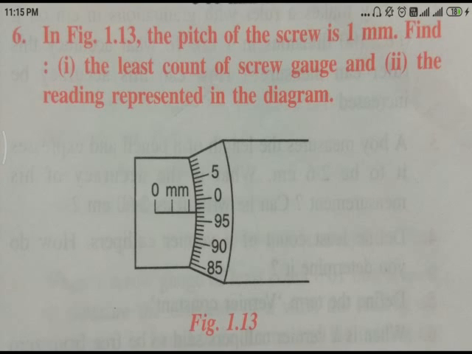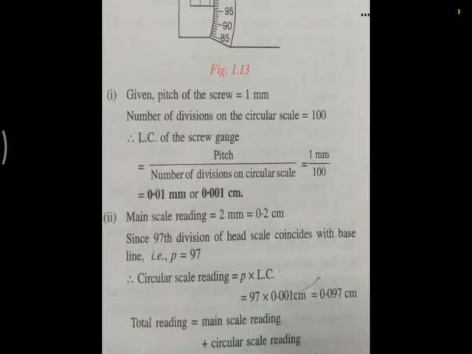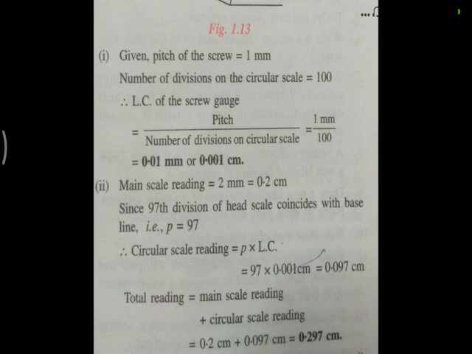So 97 multiplied by 0.001, over here the solution is there. See, main scale reading is 0.2 centimeter, as I told you. 97th division is the coinciding division. So circular scale reading will be 97 into 0.001, so it will become 0.097 centimeter. So total reading is main scale reading plus circular scale reading. So 0.2 plus 0.097 will be equal to 0.297 centimeter, or you can say 2.97 millimeter. That is how you need to read the screw gauge. Based upon that, I am going to give you some questions that you need to solve.